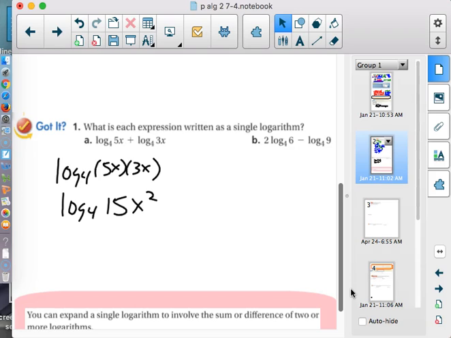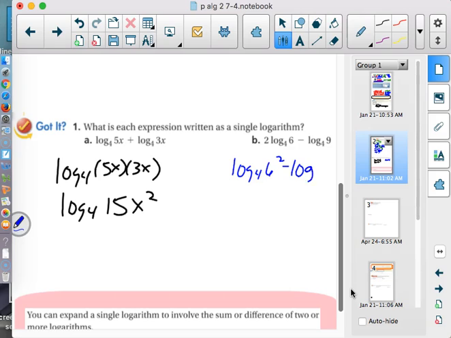What does 2 logarithm base 4 of 6 minus logarithm base 4 of 9 really say? What does it say? 1. It says 1. So let's go through it, because there were a couple of people that were not getting that. So this 2 out in front, multiplication came from powers. So this was really 6 squared. We know what 6 squared is. It's 36.